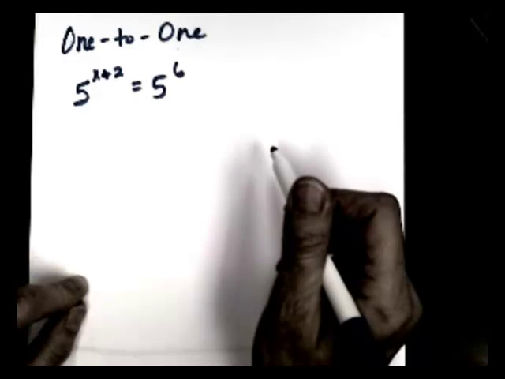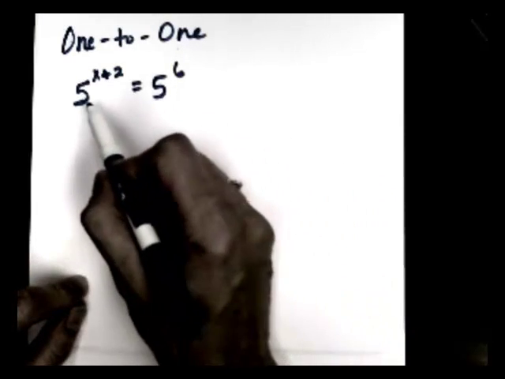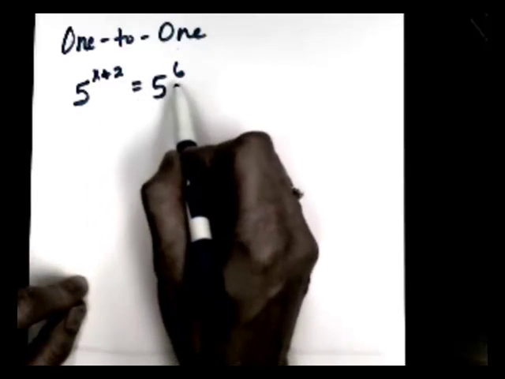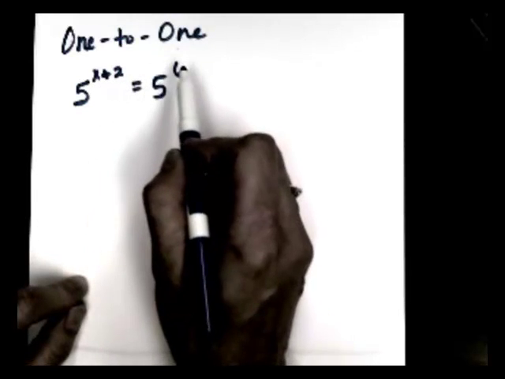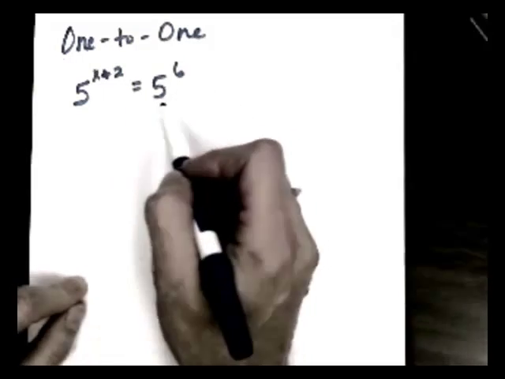We're going to work on the one-to-one property for exponential functions. We have 5 raised to the x plus 2 as the exponent equals 5 to the 6th. The one-to-one property basically says if you have one equal base, you must also have one equal exponent.